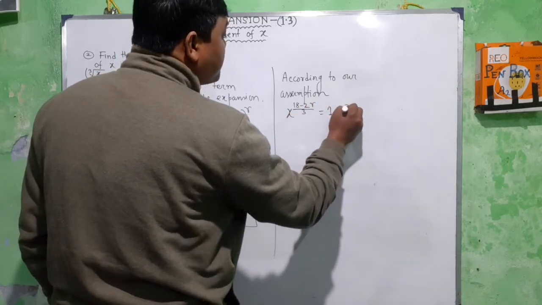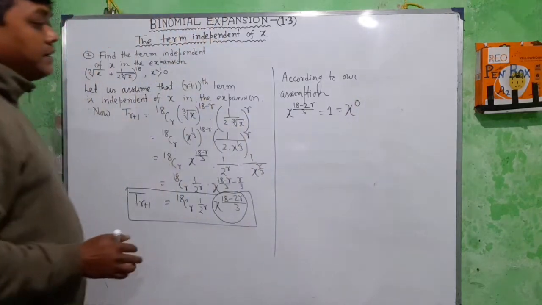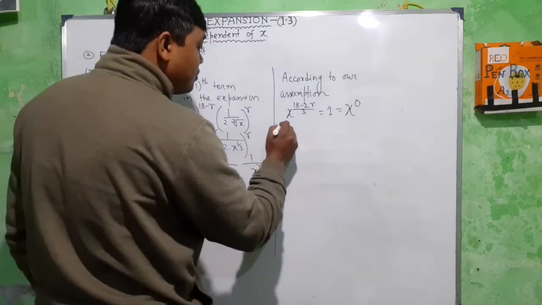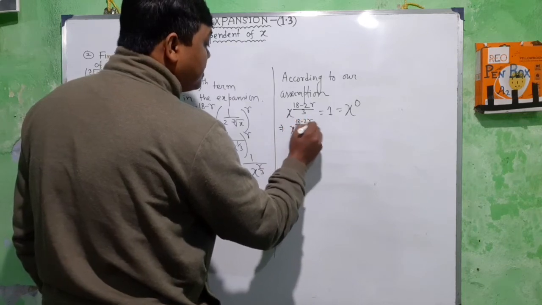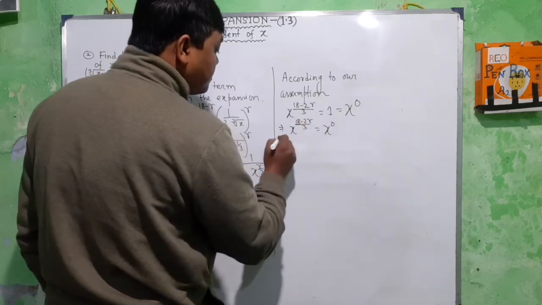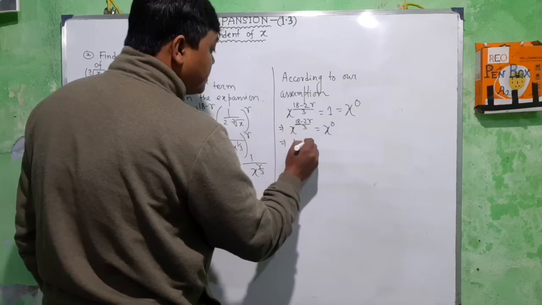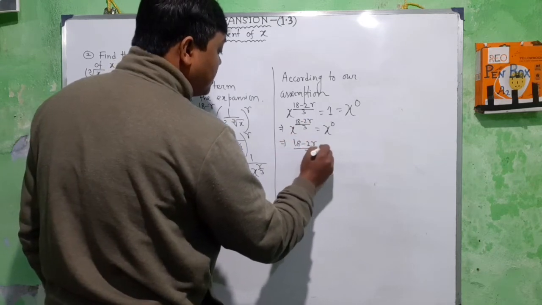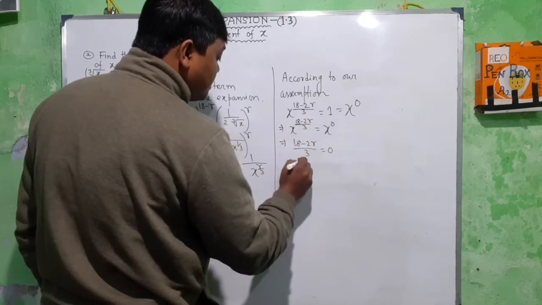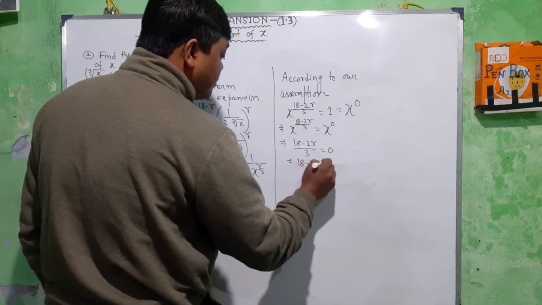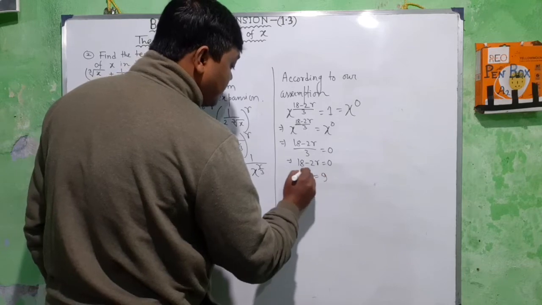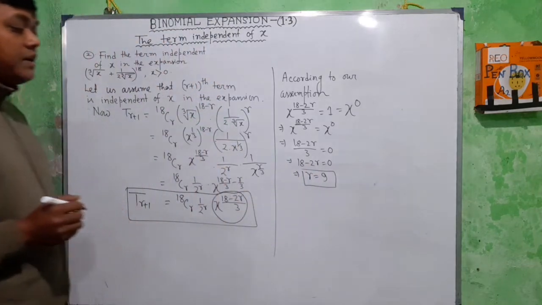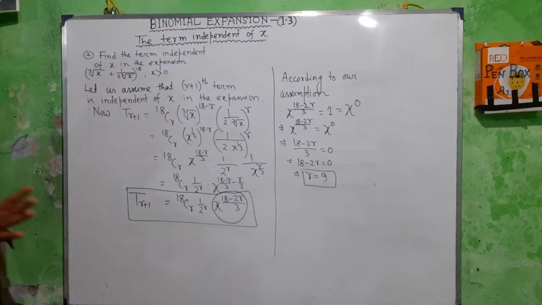So that equals x to the power 0 by the indices rules. So x to the power (18 minus 2r) by 3 equals x to the power 0. That gives (18 minus 2r) by 3 equals 0. So 18 minus 2r equals 0. So this gives r equals 9. After simplifying, we have gotten the value r equals 9.